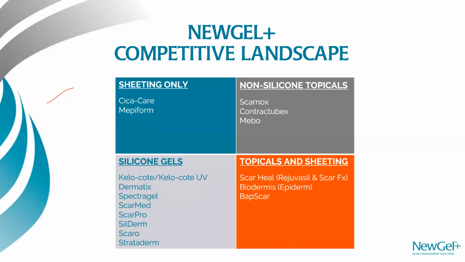So the companies like Sikacare, Mepiform by Smith & Nephew, and Molnlycke are very limited in what they offer, both in different types of products within the sheeting and their lack of a full complement of products. Put that in your mind when you look at any product and ask: do they have a full line of products? Do they have something to meet every scar? And these products do not.